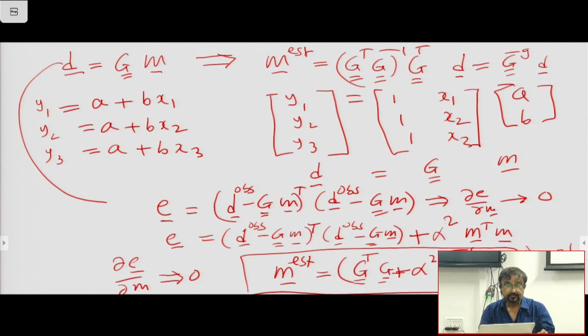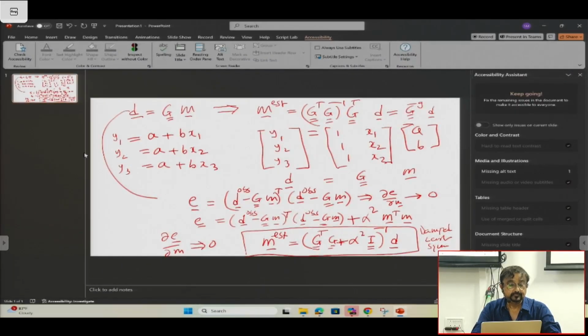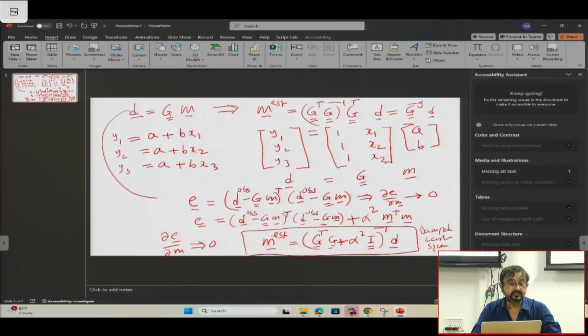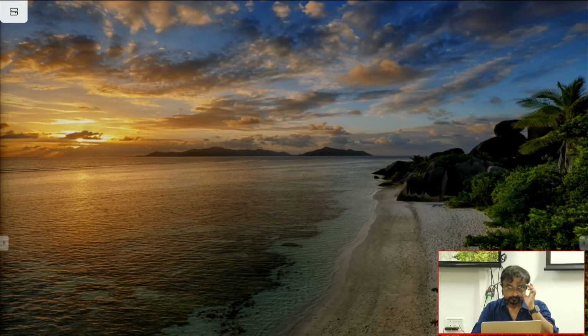Now what I will do is this. I will add another page so I can write something else on this. And then I would again go here and do this. Please pay attention to this.